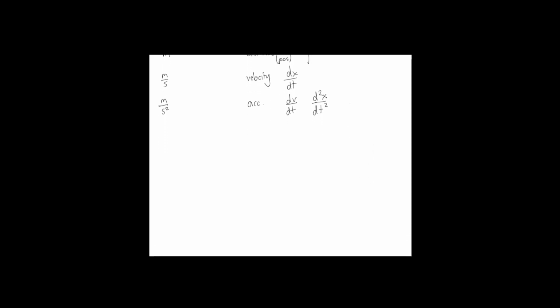The next unit is momentum, which has SI units of kilograms meters per second. Momentum is equal to the mass times the velocity of the object. So a ball of mass m moving with velocity v has p equals mv.